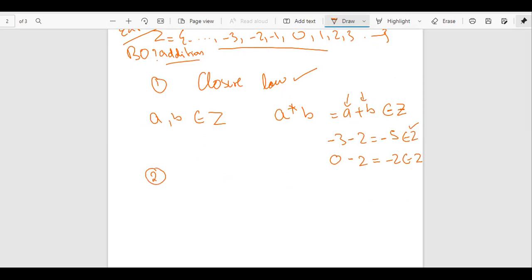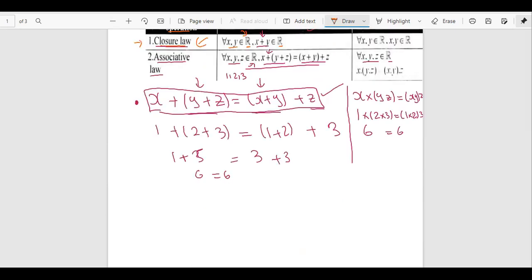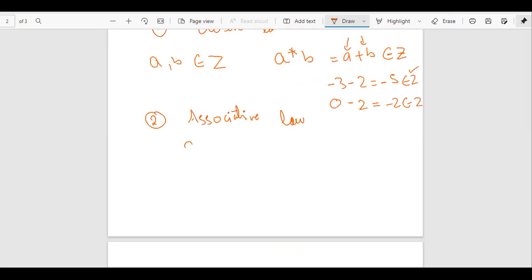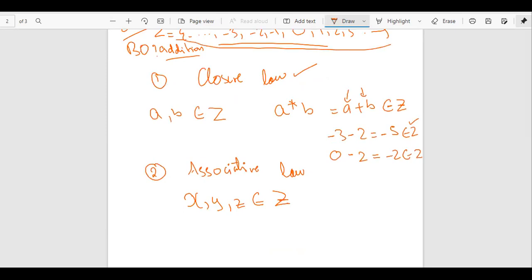Okay. So it satisfies closure law. Next law is associative law. Associative law says, let's have a look at it again. We are done with closure law. Now we have associative law, which says (x + y) + z and x + (y + z) should be equal. So we have x, y, z. These three numbers belong to the set of integers.